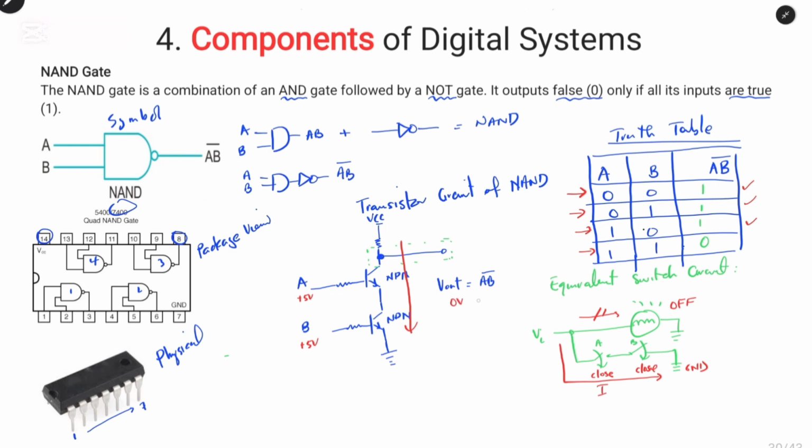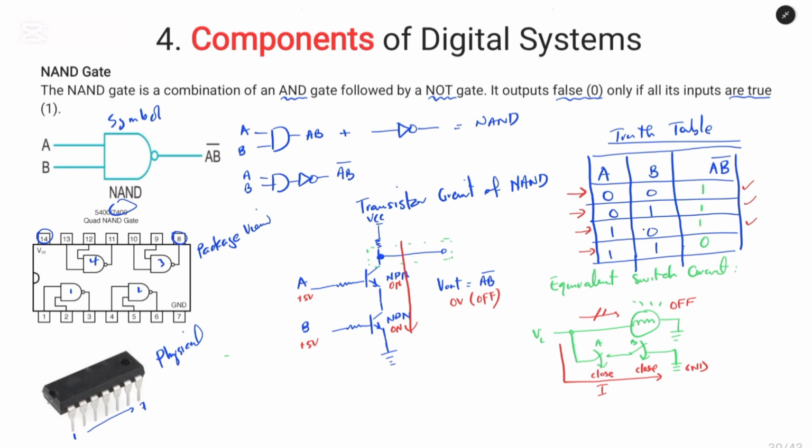Therefore, the output will be 0 volts, and we can say it is in the off state, keeping in mind that both of these transistors are now in the on state. It is important for you to understand the working principle of a transistor.